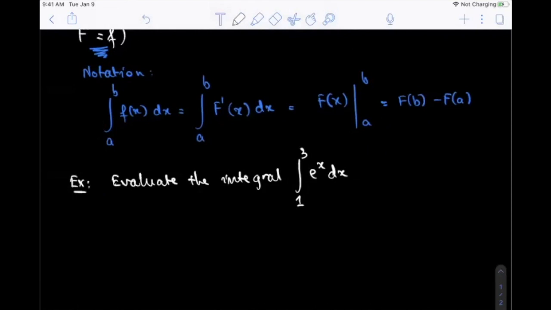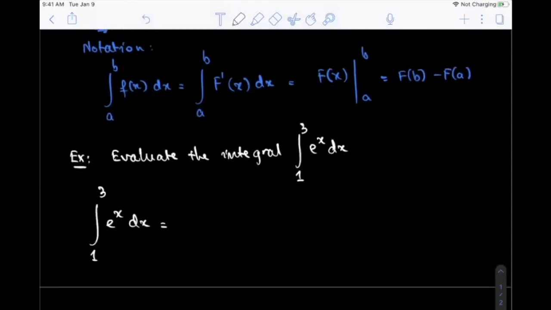Now, what is the antiderivative of e to the x? It's just e to the x, right? So it's different from the general antiderivative that we did before. For the general antiderivative, we usually had the plus c at the end. But for the definite integral, remember, it is used to evaluate the area under the curve, so you should get a constant. Therefore, you don't need to include plus c for the definite integral. So e to the x is the antiderivative of e to the x.